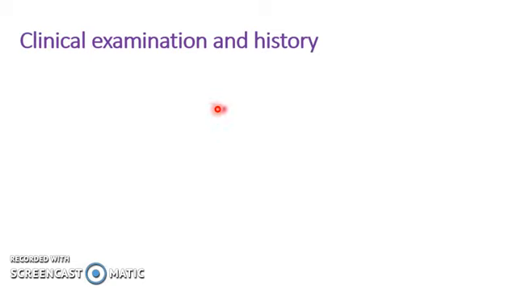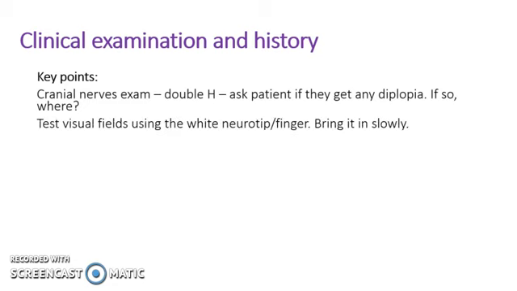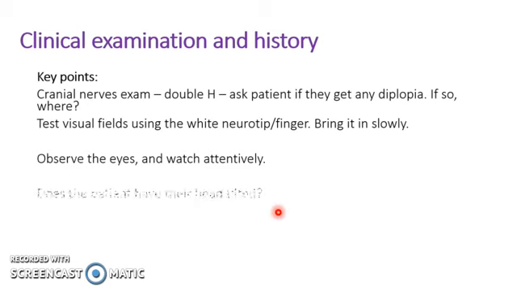So now to talk about the clinical examination and the history. Key points to remember is the cranial nerves exam, do the double H movement, and ask the patient if they get any diplopia. If they do, where do they get it? Is it vertical? Is it horizontal? Then test the visual fields using either a neurotip or your finger. Bring your hands in slowly. If they do have any loss of peripheral vision, it's your job to map it out, and by doing so you can identify what type of field loss they have and therefore the cause. So remember, if they do have a problem, bring your hands in slowly, because then you'll be able to accurately plan out the loss.